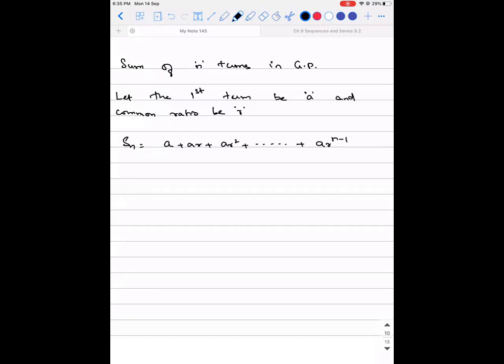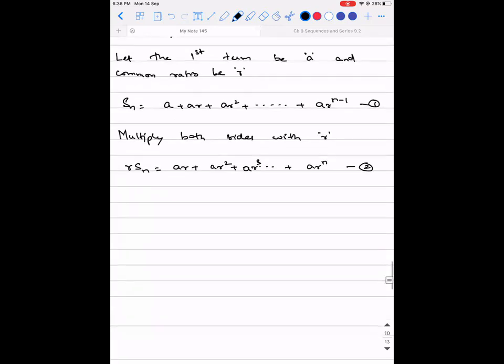So what we are going to do is we'll manipulate, multiply both sides by R. So when you multiply both sides by R, you get R into Sn is equal to AR plus AR square plus so on. What will be the last term? AR power n. Accepted? It will be AR cube, something like this. So you're going to do second term minus first.